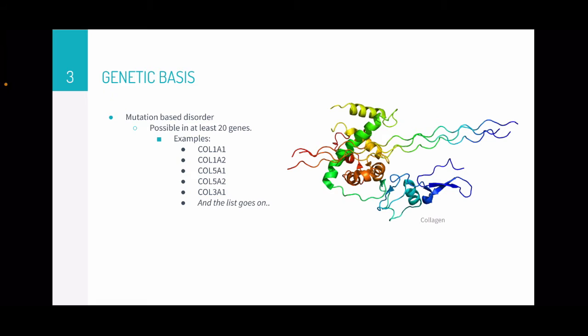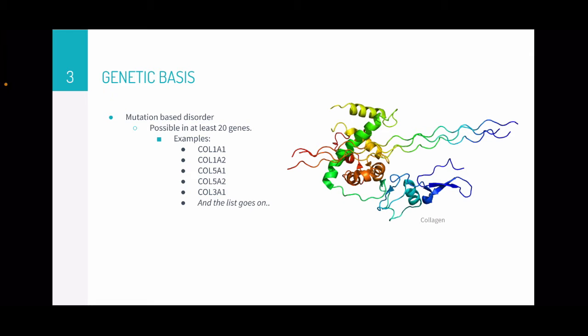Now, I'm just going to begin with the genetic basis. So this is a mutation-based disorder. It is caused by a gene mutation, which causes a permanent alteration in the DNA sequence that makes up the gene. It can occur in several different genes, including the ones that I have listed here.